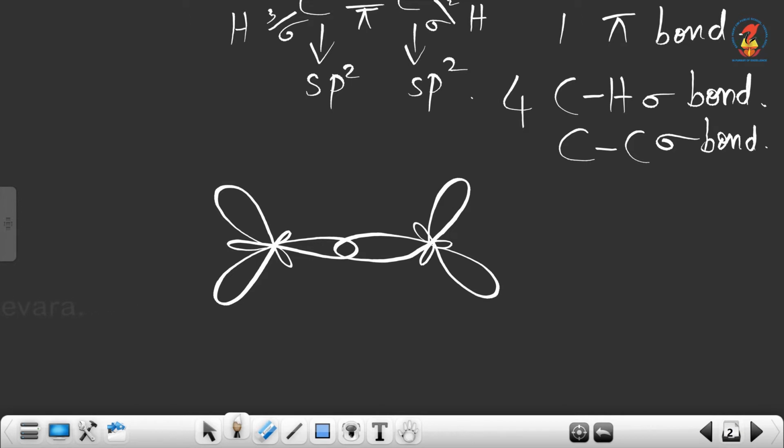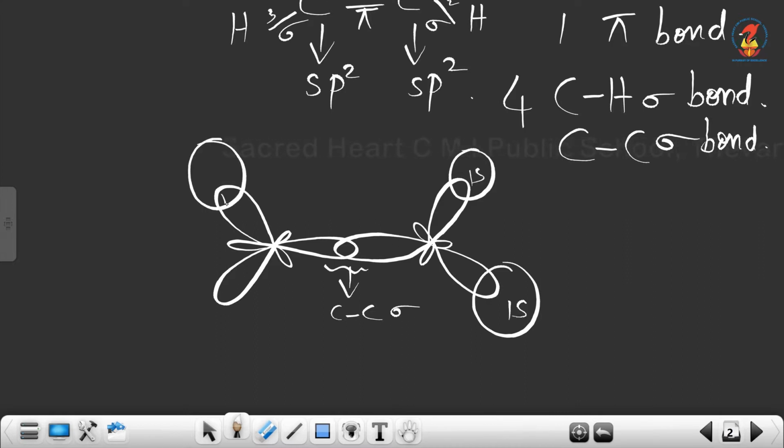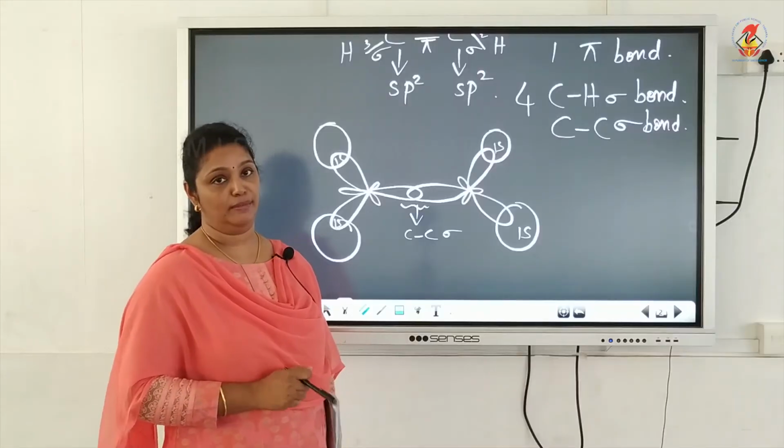So this is the sp2 hybrid orbital of the second carbon atom, and you can see one hybrid orbital of both carbons is used in the formation of the C-C sigma bond. Now the other 2 hybrid orbitals will overlap with the half-filled 1s orbital of the hydrogen atom to form 4 C-H sigma bonds.